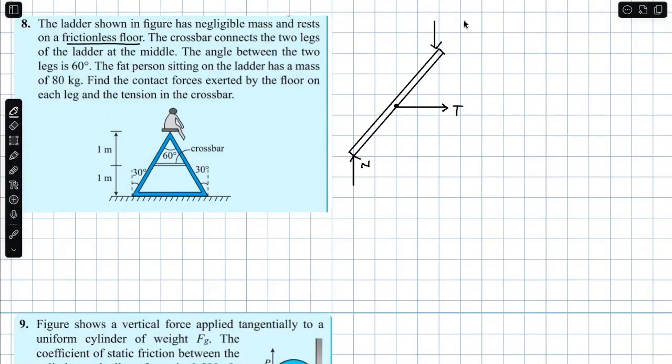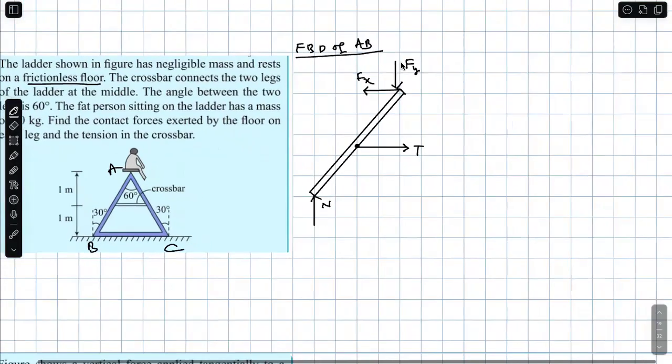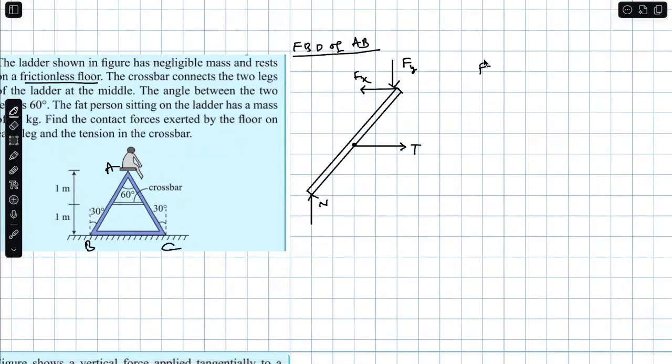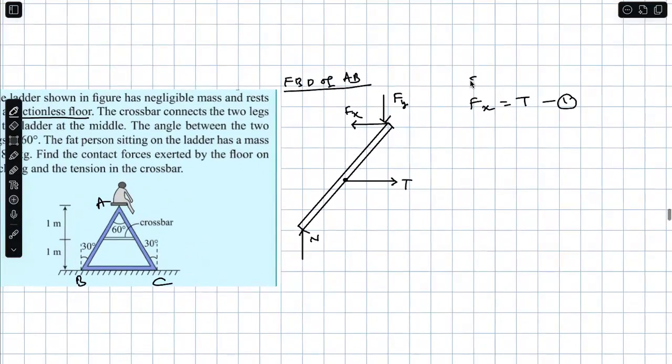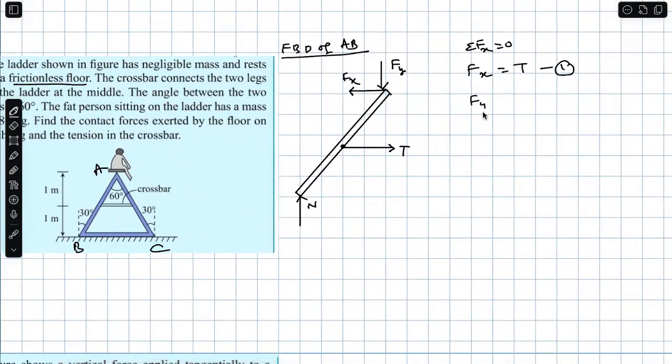One we will take as Fy, and the other we will take as Fx. This is the free body diagram of AB. Right? So, very simple. Fx is equal to T, equation 1, because sigma Fx is equal to 0. Sigma Fy is 0, Fy is equal to N, equation 2.